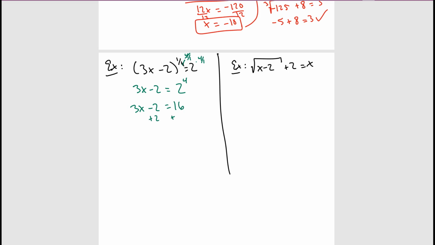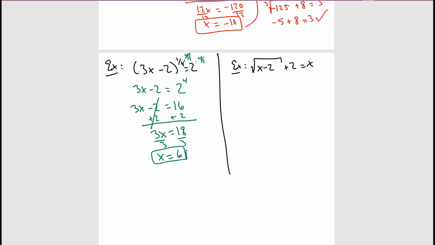I'm going to add 2. So I'm left with 3x equals 18. And then finally, just divide by 3. So x is equal to 6. I'll let you check this on your own. Now here's the last problem.